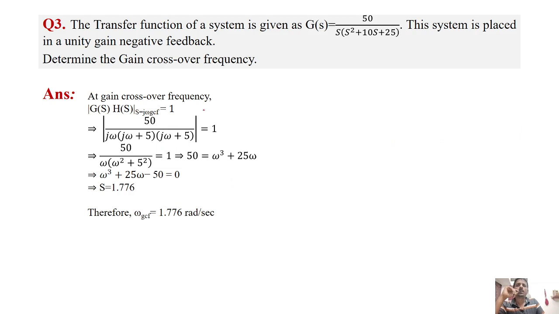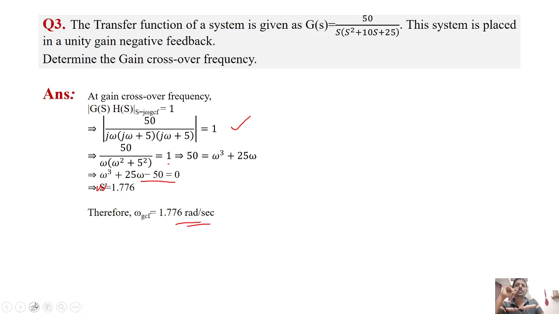So let me brief it again. In order to find the gain crossover frequency, we just need to equate the loop gain to 1, and find what is the frequency. So that's what we have done here. The same step: 50 by omega into omega square plus 5 square equal to 1. So we'll get this equation, solve this, we'll get omega. So omega equal to 1.776 radians per second, that is the gain crossover frequency.